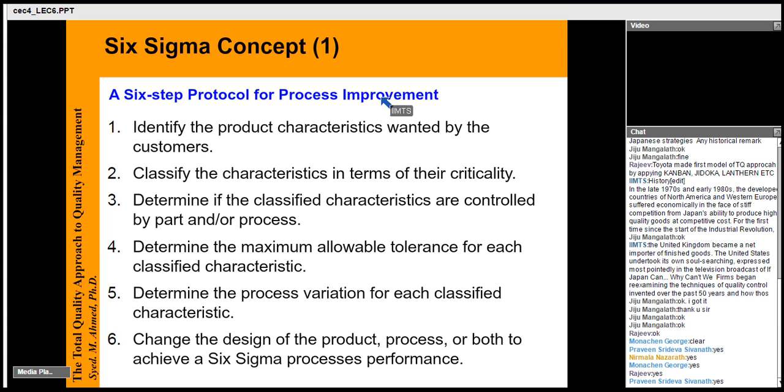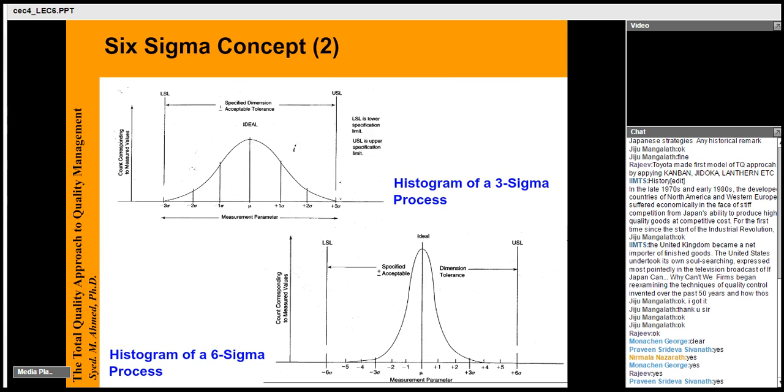Then comes the Six Sigma concept, a 6-step protocol for process improvement. Identify the product characteristics wanted by the customers. Classify the characteristics in terms of their criticality. Determine if the classified characteristics are controlled by parts and or processes. Determine the maximum allowable tolerance for each classified characteristic. Determine the process variation for each classified characteristic. Change the design of the product, process, or both to achieve a Six Sigma process performance.